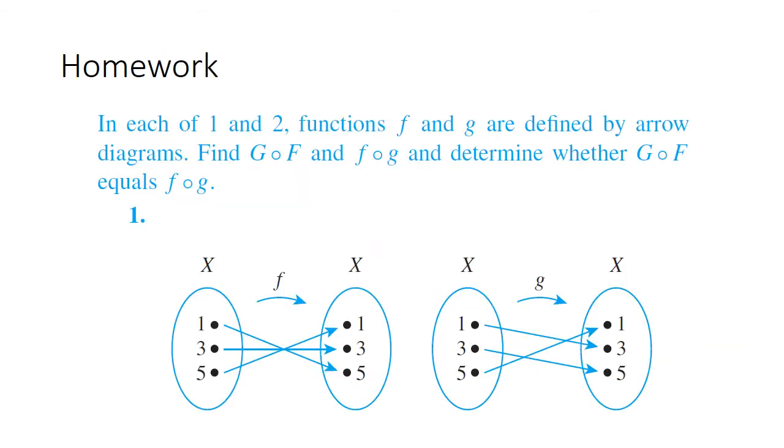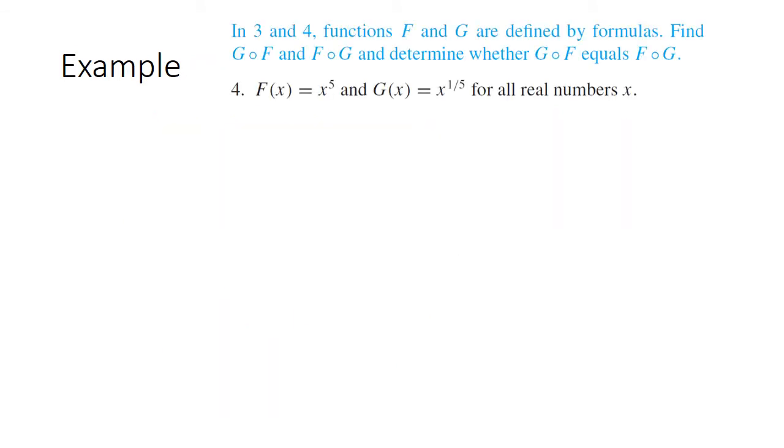Okay, so here is another problem that is extremely similar, and it has the same typo here. So this is supposed to be little g of little f, and this is supposed to be little g and little f. So go ahead and try that one, and the answer is in the back of the textbook. Okay, so now let's try a composition example where we actually have formulas instead of arrow diagrams.